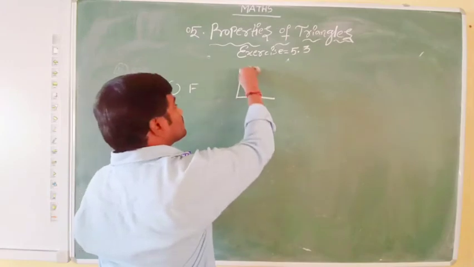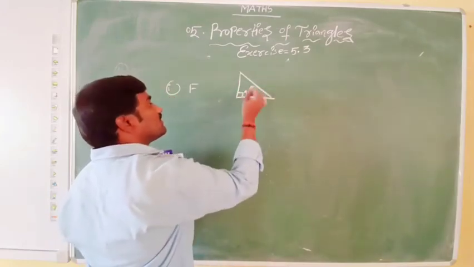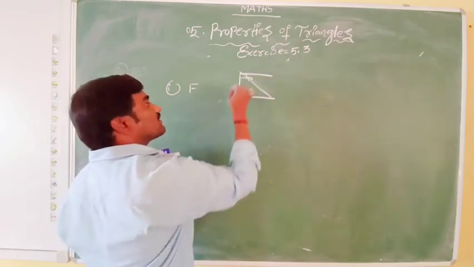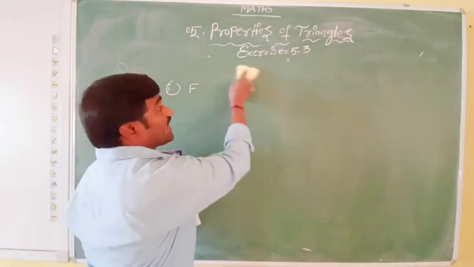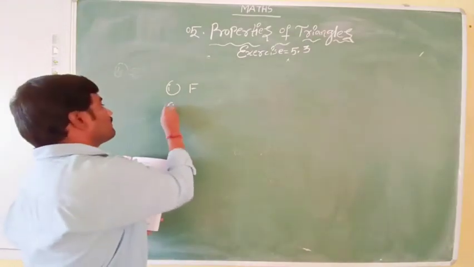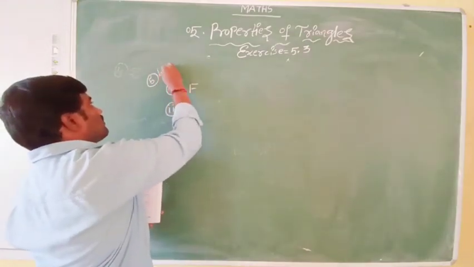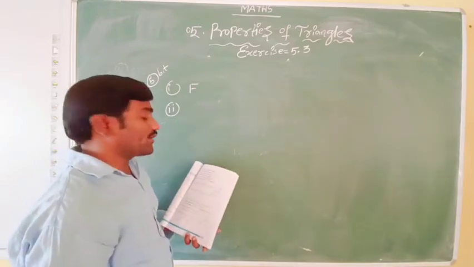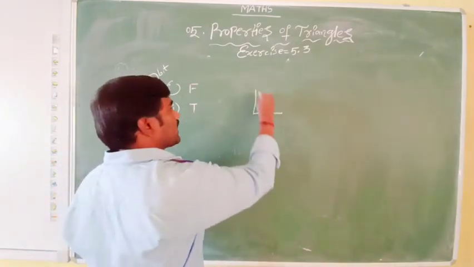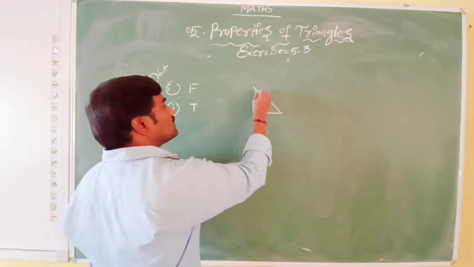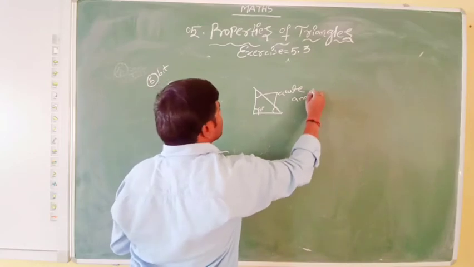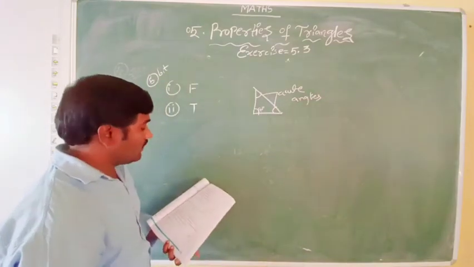Suppose it is a triangle. Here there is a 90 degrees, and you take one more 90 degrees. If it is a right angle, it comes like this. It will not form any triangle. So a triangle cannot have two right angles. Mind it. Next, a triangle can have two acute angles. Yes, a triangle can have two acute angles. Suppose you take a right angle triangle. It has 90 degrees. The remaining two are acute angles only. Then only it forms a triangle.